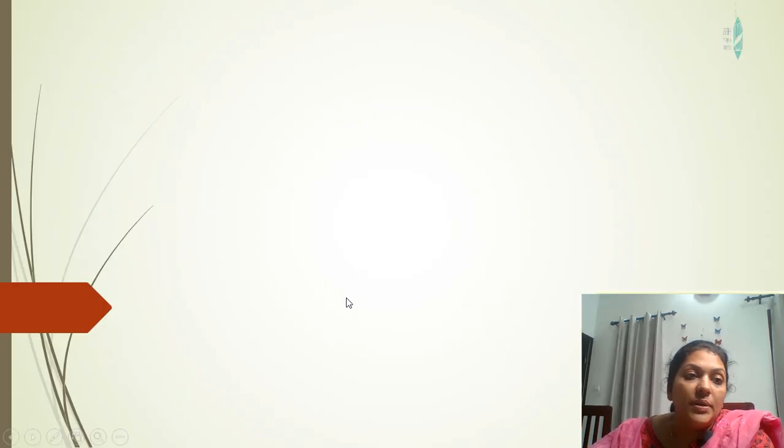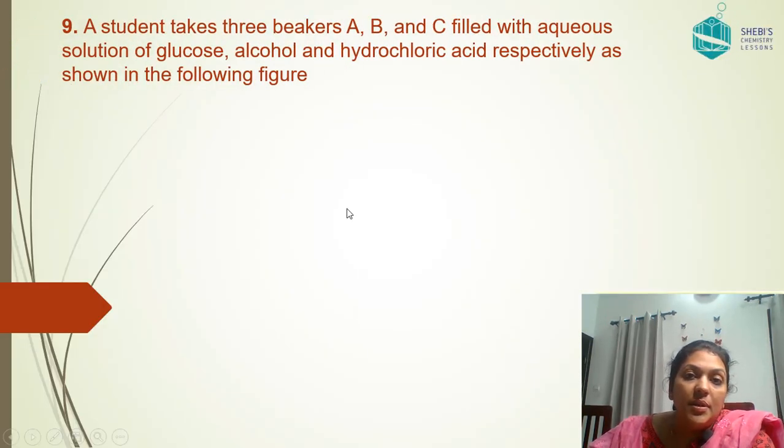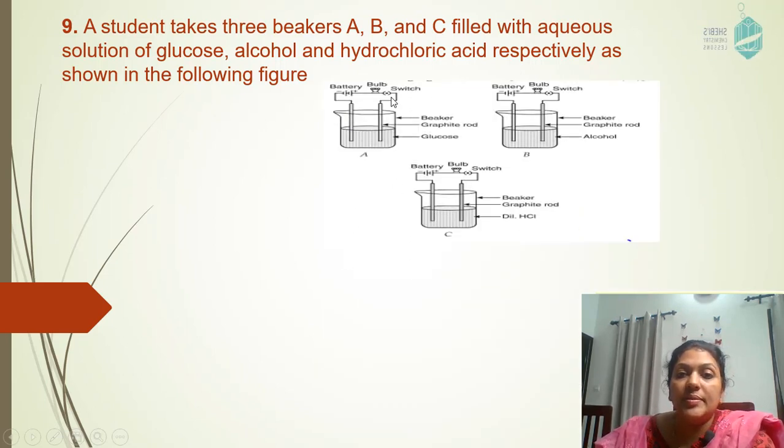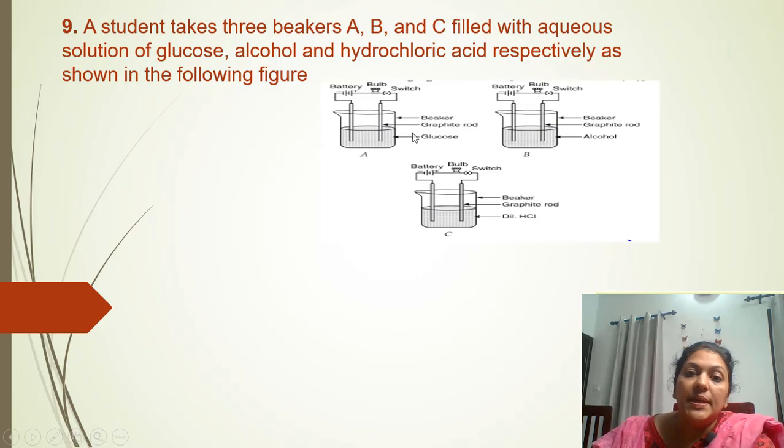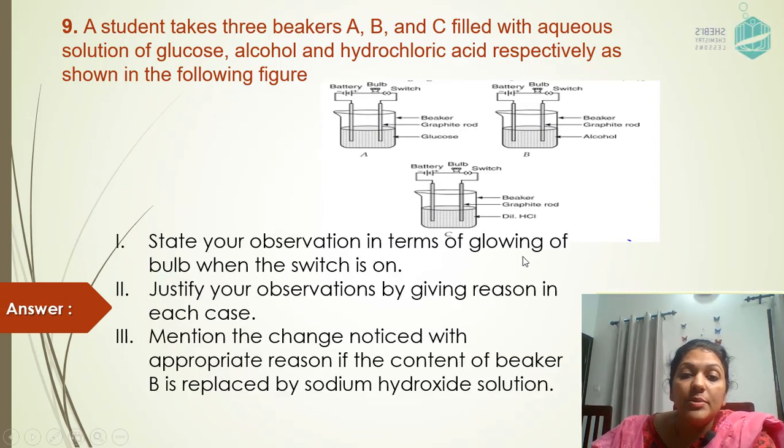Moving to the ninth one. Here a student takes 3 beakers. In the first one glucose is taken, second one alcohol is taken, third one dilute HCl is taken. And the question is, state your observation in terms of glowing of bulb when the switch is on. We know that only in the case of dilute HCl the bulb will start to glow, because even though glucose and alcohol in their molecular formula contain some hydrogen, they cannot be released as H plus ions. So alcohol and glucose cannot produce H plus ions, right?